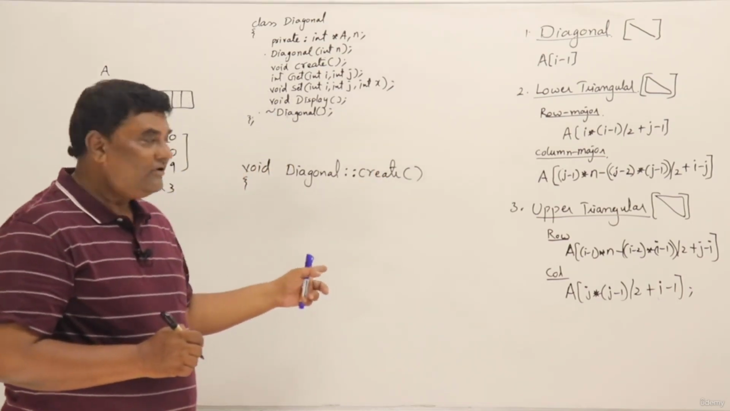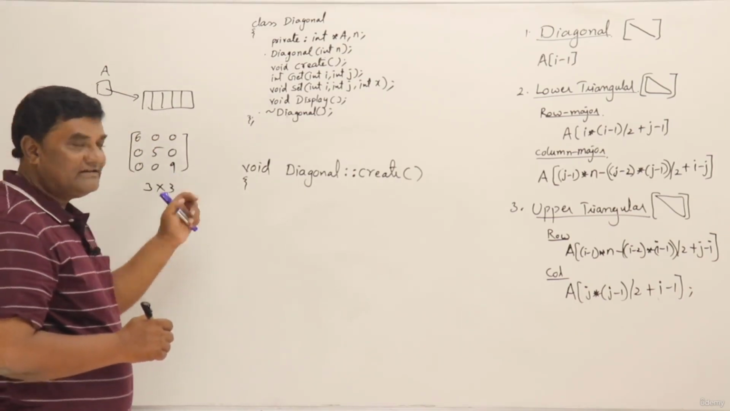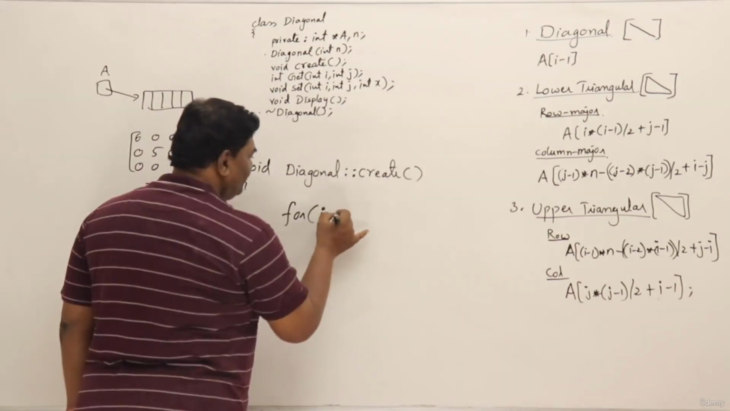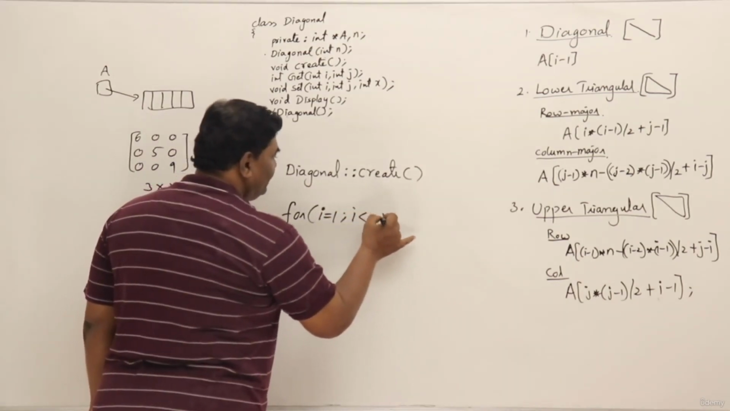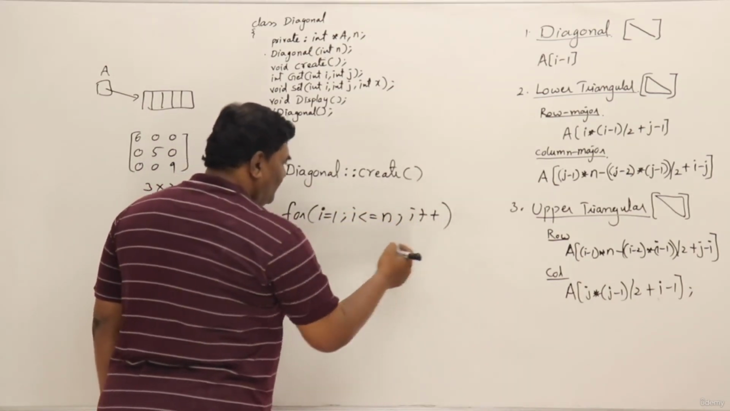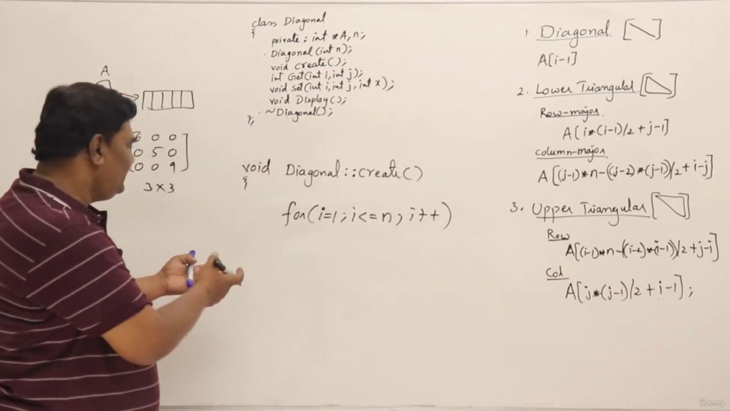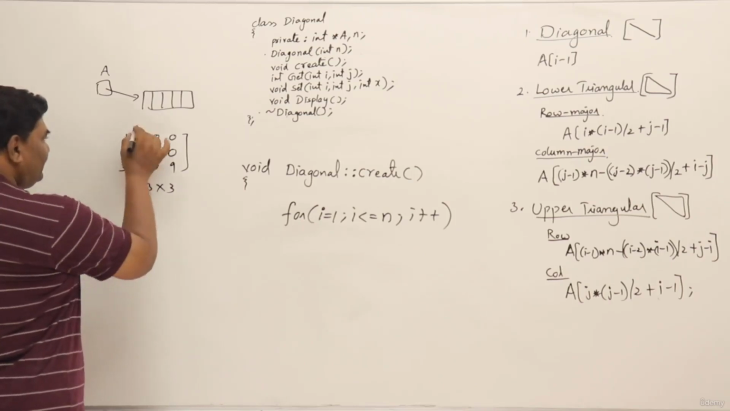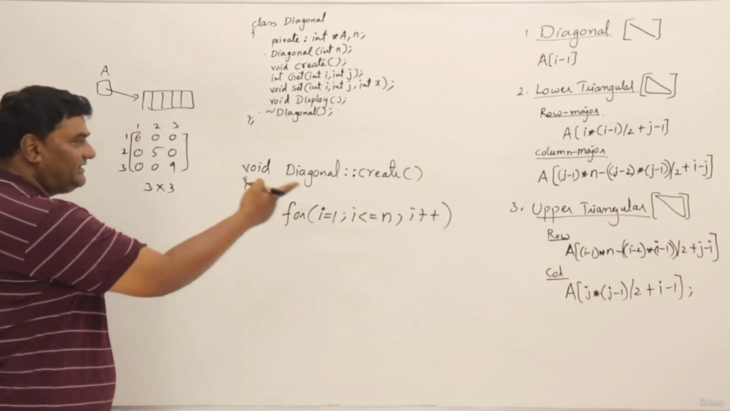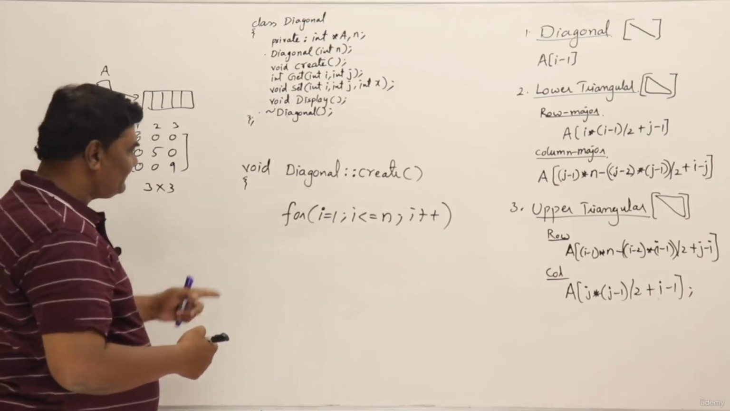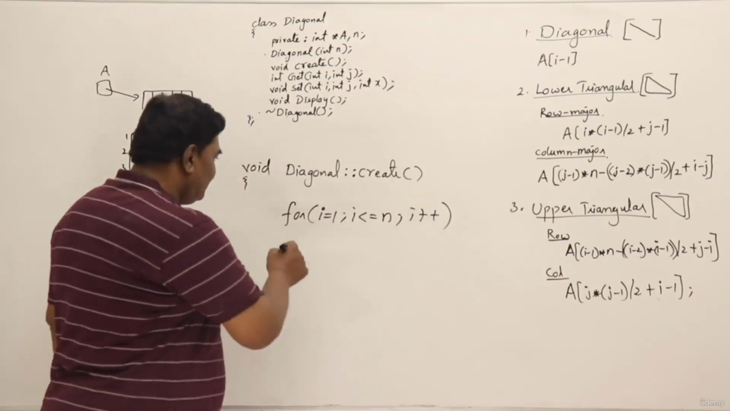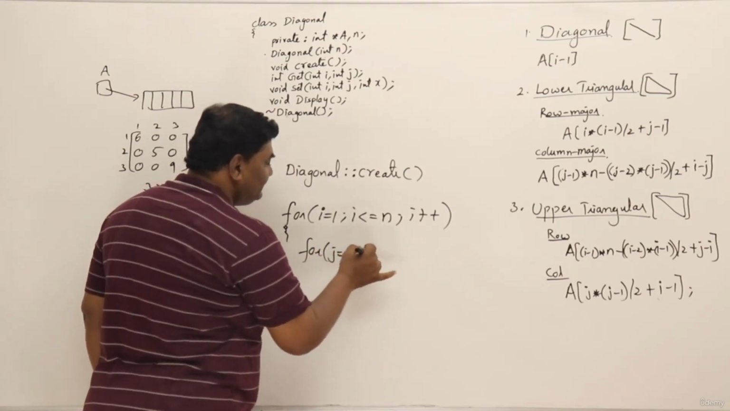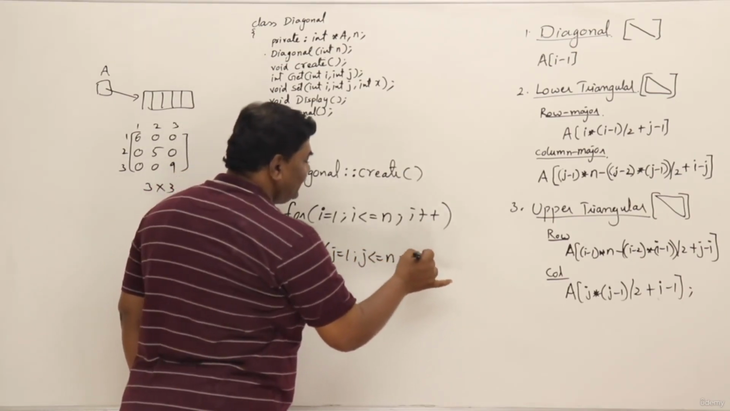So I will write down the code for reading this entire matrix. For that, I need two for loops. For i assign 1, i is less than equal to n, i plus plus. Why 1 onwards? Usually in for loop we start from 0 onwards. But if you remember, the matrix indices we have taken from 1 onwards, right? For any matrix, we have started the indices from 1 onwards. That's the reason I am starting from 1. Then, next for loop for j assign 1, j is less than equal to n, j plus plus.